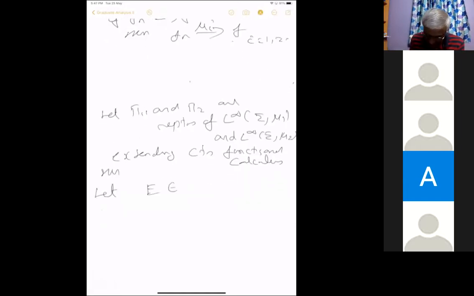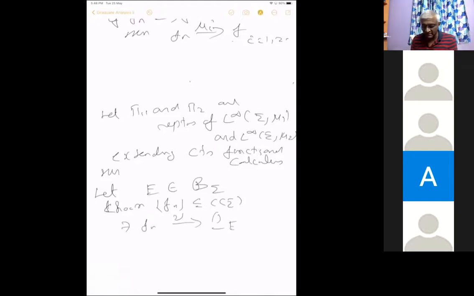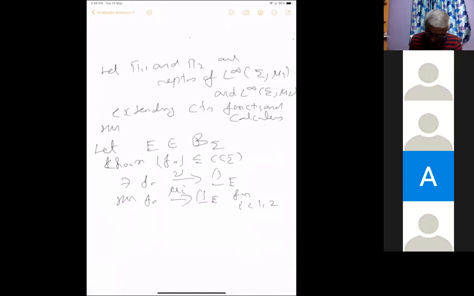Let E be a Borel set in sigma. Choose Fn continuous functions, which we proved using Lusin's theorem, in C of sigma such that Fn converges in nu to 1_E, which is possible because it is in L infinity. Then Fn converges in mu i to 1_E for i equal to 1 and 2. So this implies pi of Fn. These Fn are continuous functions, so pi 1 of Fn and pi 2 of Fn are both the same because they are both extensions of the continuous functional calculus. Now pi 2 of 1_E, since it is a representation of L infinity with respect to mu 2, equals this strong limit.